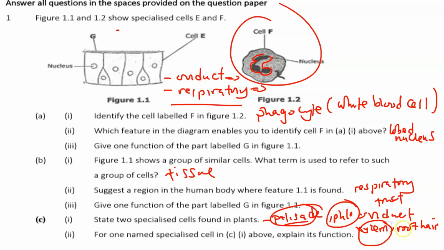The xylem, we can give any of these two. Let us just give the functions for the two. So the xylem conducts water and mineral salts. That is the function. The root hair cell, absorption of water and mineral salts. So there's a difference, conducting and absorbing. And where are they found? This root hair cell is found right at the tip of the roots. So that is basically what you need to know. So please take note of that.